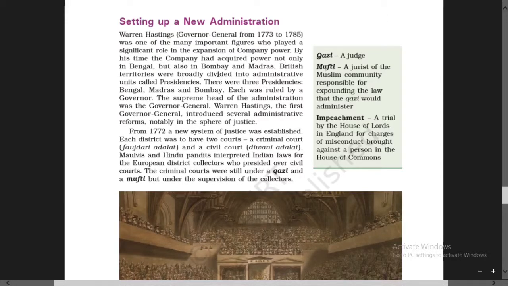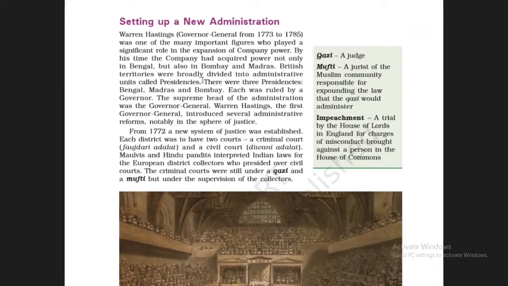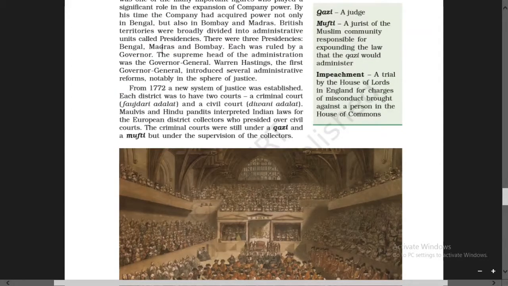British territories were broadly divided into administrative units called presidencies. Presidencies means the office of president. There were three presidencies: Bengal, Madras, and Bombay. Each was ruled by a governor. The supreme head of the administration was the Governor General. So under the supervision of the Governor General, everything was taking place.